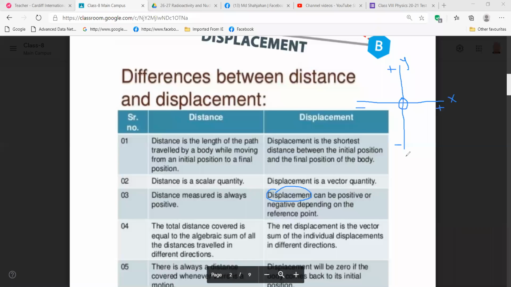We are using this idea that for different directions we have positive and negative values, right? If we are going to the right side, we are getting positive. If you are going to the left, then we are getting negative. So displacement can be positive or negative, right? Okay, very good. Now continue, Anmol.